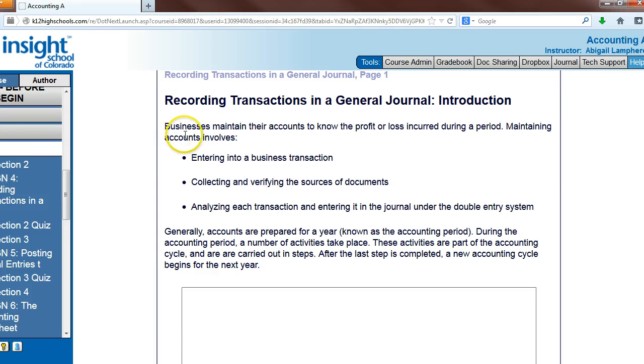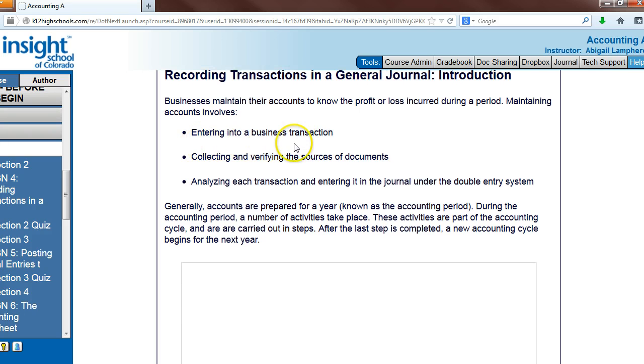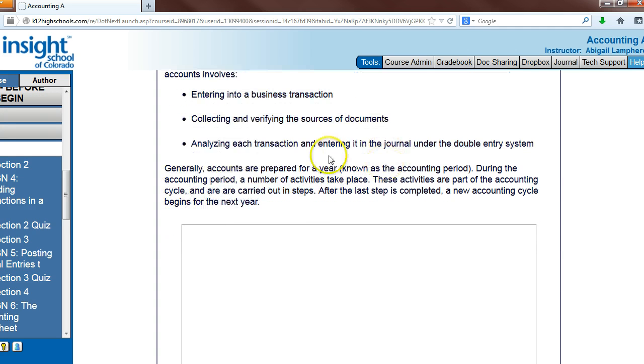Businesses maintain their accounts to show profit or loss incurred during a period of time. We talked about this before. Maintaining accounts involves entering the business transaction, collecting and verifying the source documents. We're going to talk about different source documents in the next couple pages, and then analyzing each transaction and entering it into the journal under the double entry system.